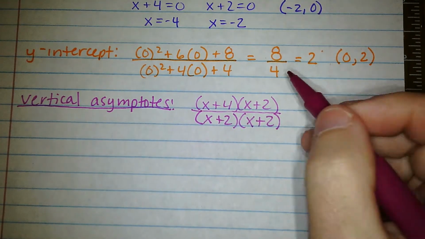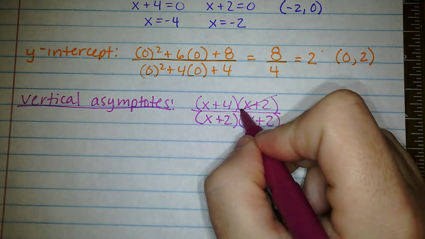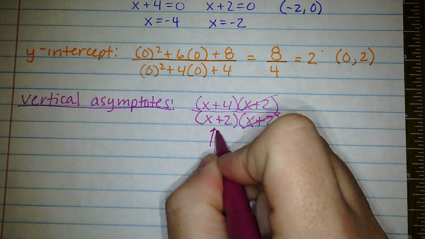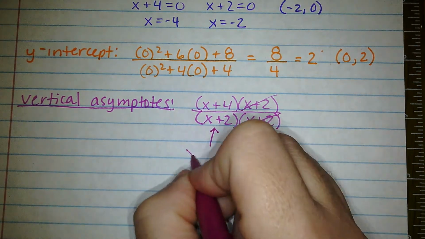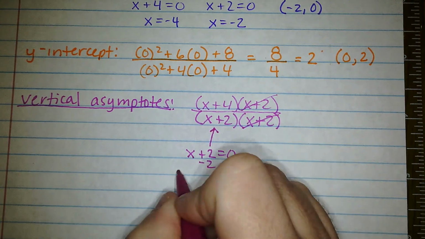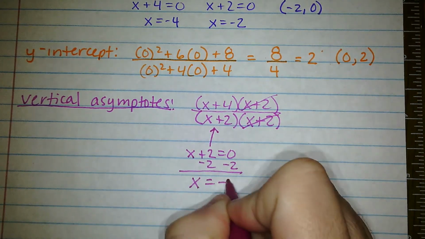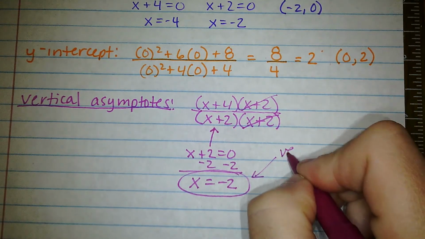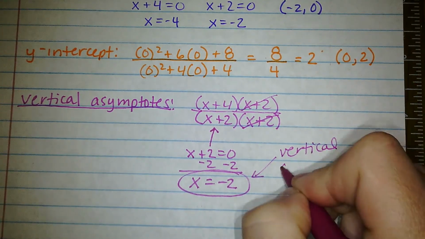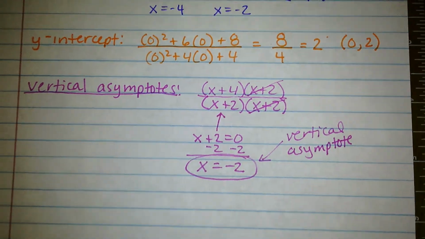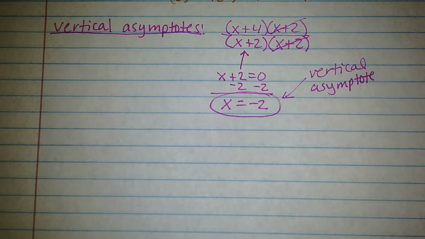Okay, so I'm going to cancel one top with one bottom. And whatever's left over is a vertical asymptote. So x plus 2 equals 0, and x equals -2. This is my vertical asymptote here. So far, so good.